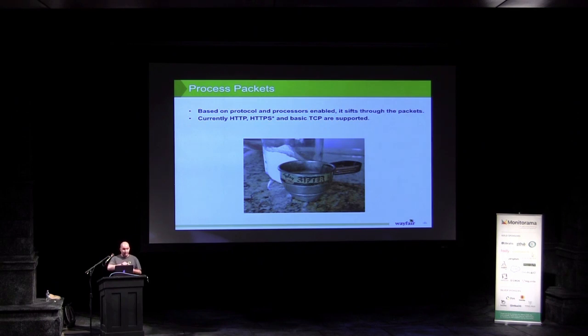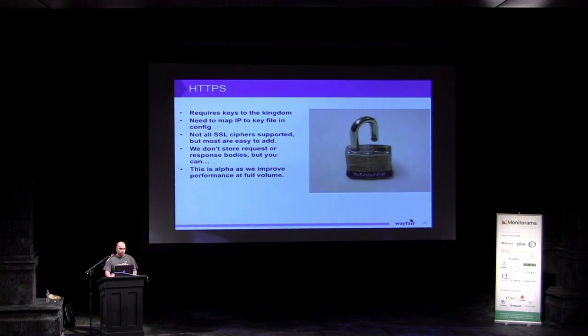Once you have these packets, you can configure which protocols you care about, kind of like a TCP filter. Pick whether port 80, 443, or just some basic TCP. And it sifts through those packets and starts to process them. Currently, we support HTTP, HTTPS, and basic TCP, but you can add your own. Pull requests welcome. Little star next to HTTPS.